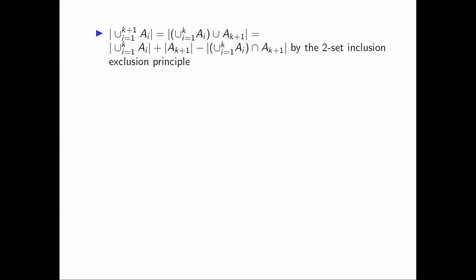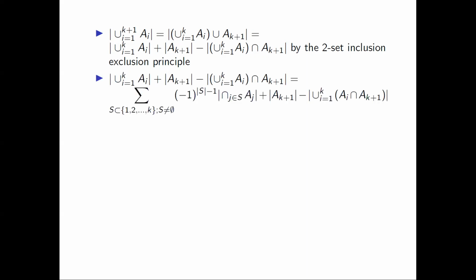So I've written that last bullet from the previous slide at the top of this slide so we can continue using it. So no new steps were done here. This is just a copy of that previous bullet. So we can take the right side of the equation: the cardinality of the union from i equals 1 to k of Ai, plus the cardinality of A of k plus 1, minus the cardinality of the intersection of A of k plus 1 with the union from i equals 1 to k of Ai.